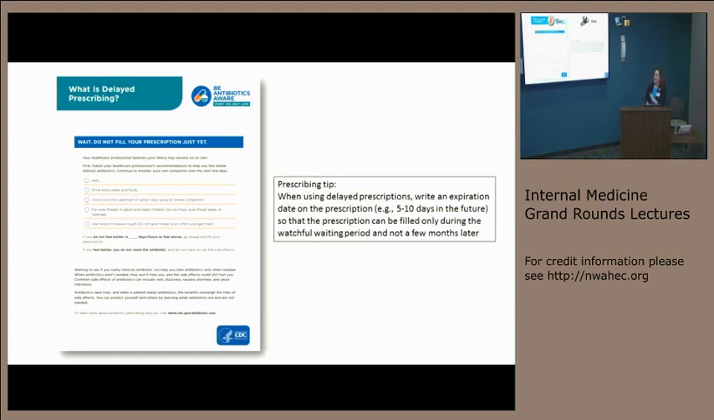If you opt for delayed prescribing, the CDC has a nice example of the information to give to your patient. So not filling the prescription, and then also some symptomatic things they can do. And just a prescribing tip, if you opt for this, write an expiration date on the prescription so they don't fill that prescription like months later.